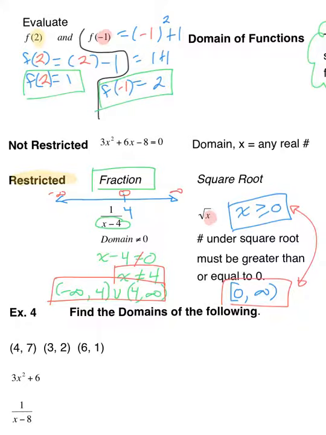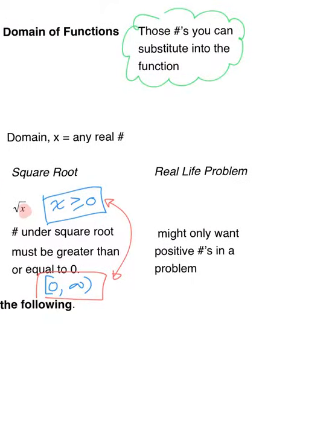And then the last thing that could restrict a domain would be a real-life problem. So real-life problems oftentimes require us to have a positive number, or 0 sometimes could be allowed as well. But if we're looking at lengths of the side of a rectangular garden, well, lengths cannot be negative. So we're automatically restricted to the fact that in real life, a length is positive. There's no such thing as a negative length.